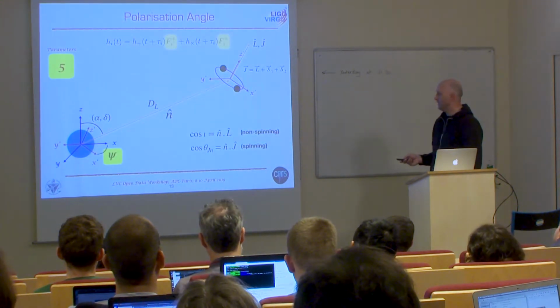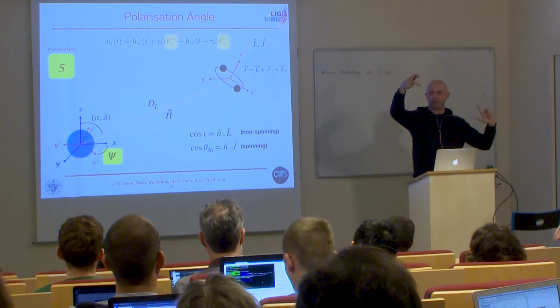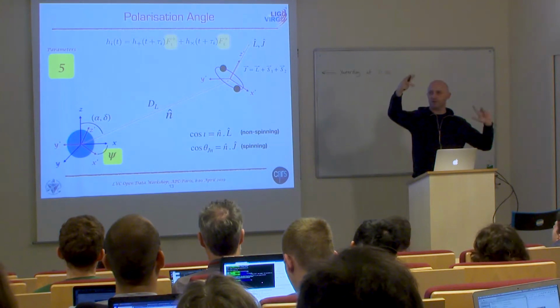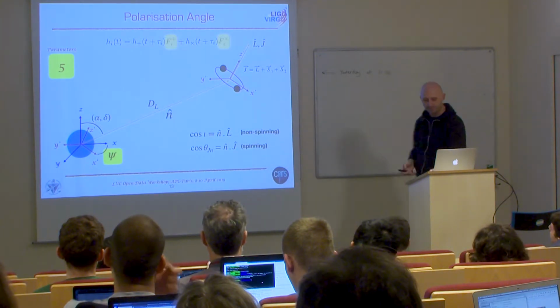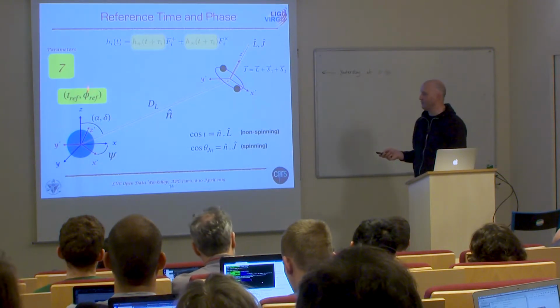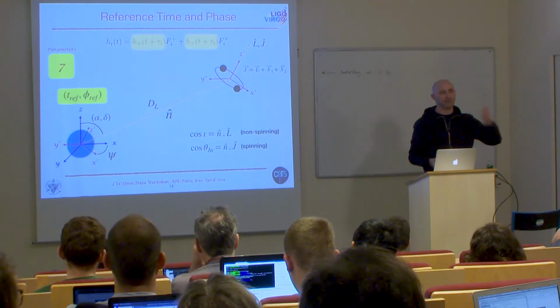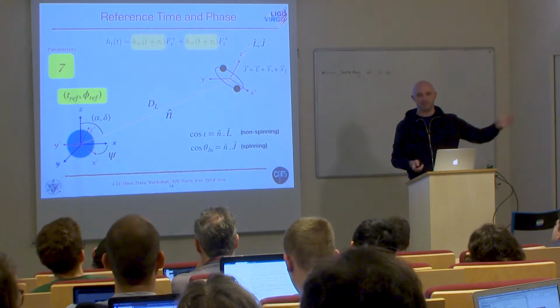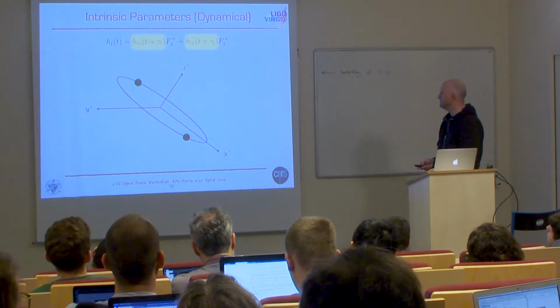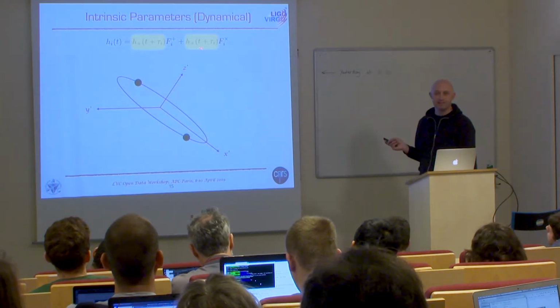We then define a polarization angle, and this is basically the rotation of the two triads with respect to each other, because we don't expect all of the axes to line up. And then finally, we can define a reference time and a reference phase. You can take this as the time of arrival at the center of the Earth, or you can take it as being the time and phase of coalescence. The choice is arbitrary.